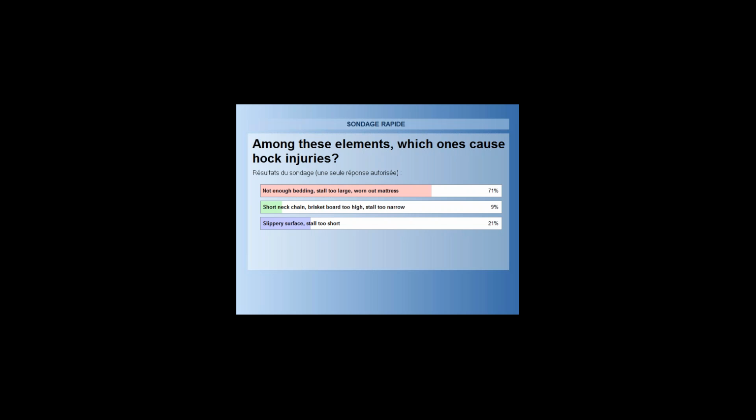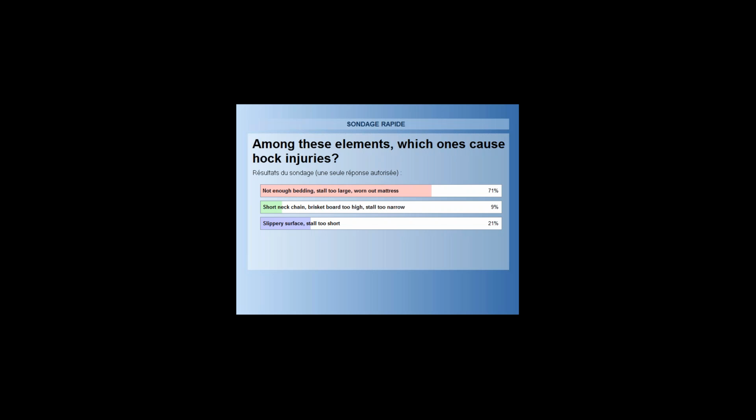Okay, the second one, short neck chain, brisket board too high and stall too narrow. So these could all be potentially a source of hock injuries in cows. So basically, if your neck rail or neck chain is too short, in a tie stall situation, we could impede the movement of the cow, which would cause the cow to make unnecessary movements, or movements where it's difficult for them to maneuver well in the stall, which would then potentially increase their risk of an injury.